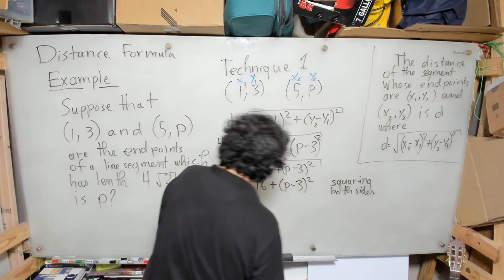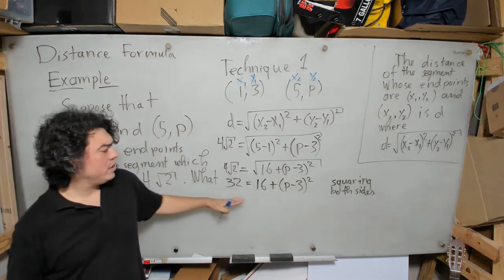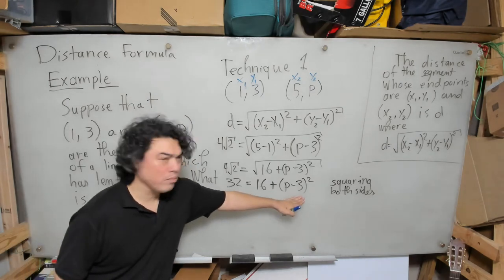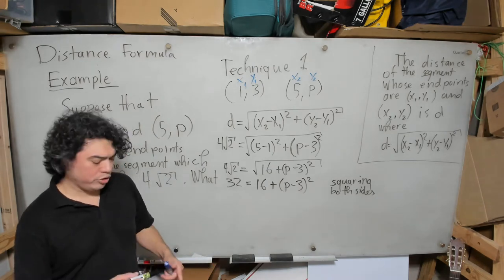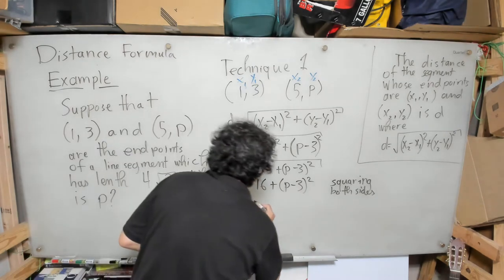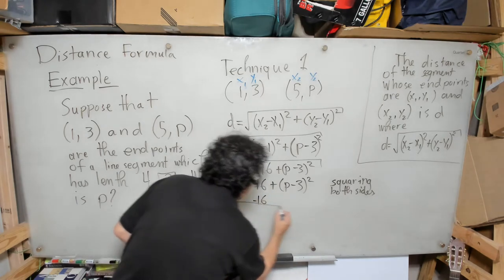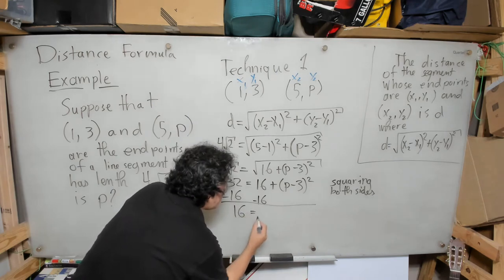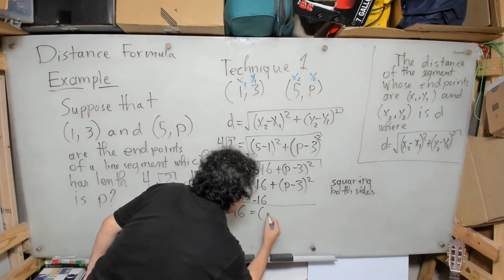Okay. So now here, if you notice, this is a quadratic. And it's already got this square term by itself. So it's going to be very easy for us to solve it. So what I'm going to do is subtract the 16. I'm going to subtract 16. And I can see that 32 minus 16 is 16. And then it's going to equal this p minus 3 squared.